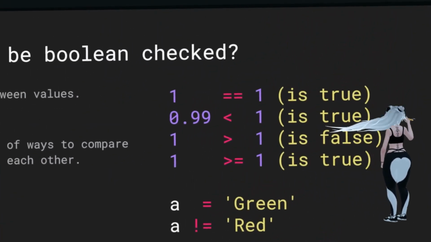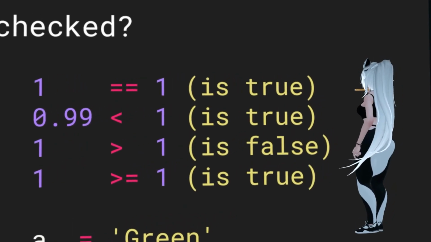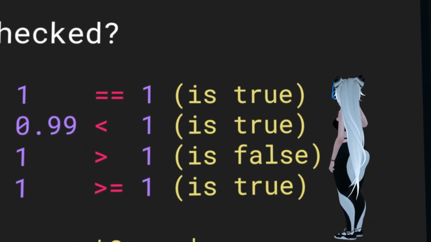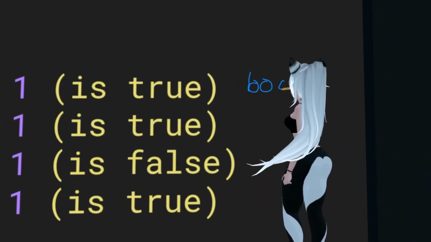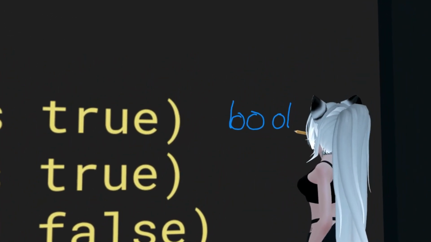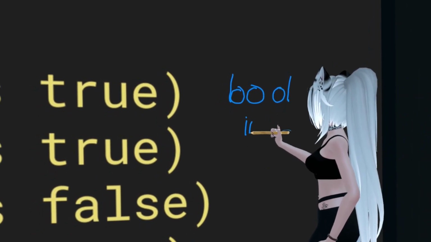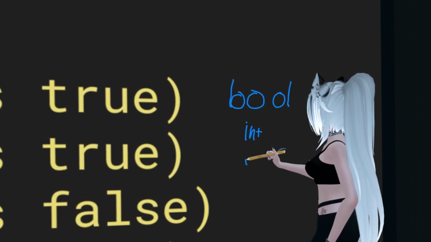Okay, so there is a function which is just called bool in Python. And this function functions very similar to int or float.